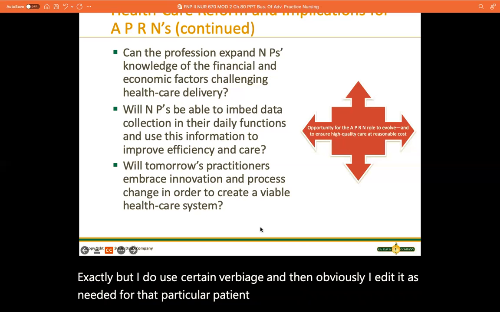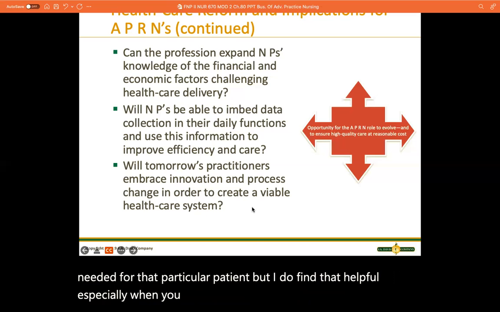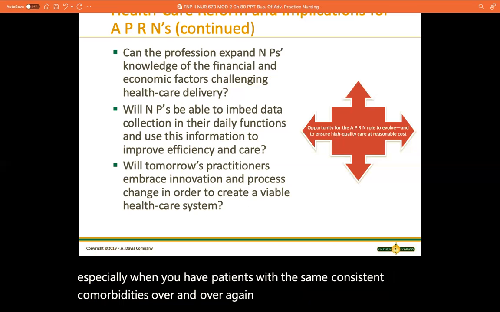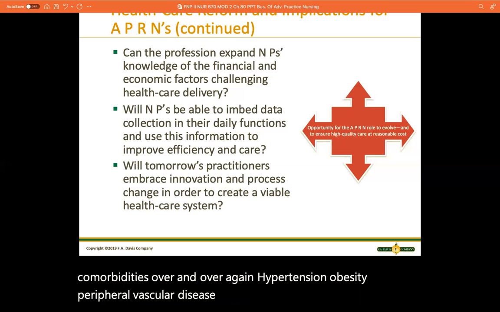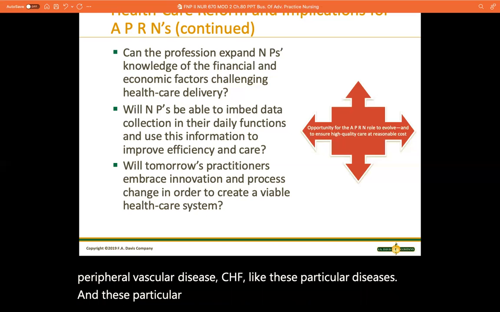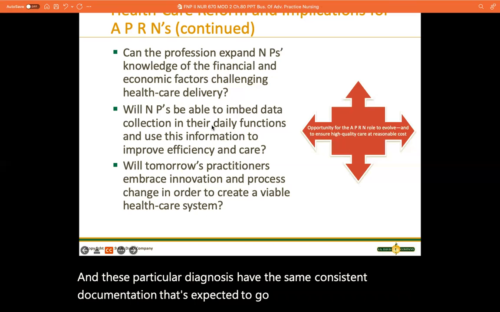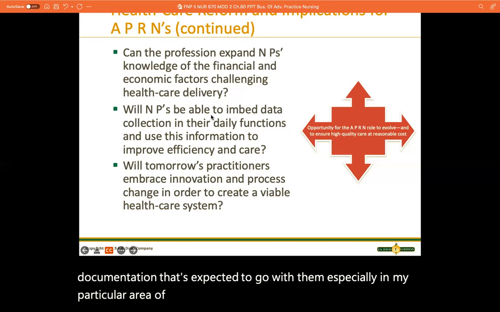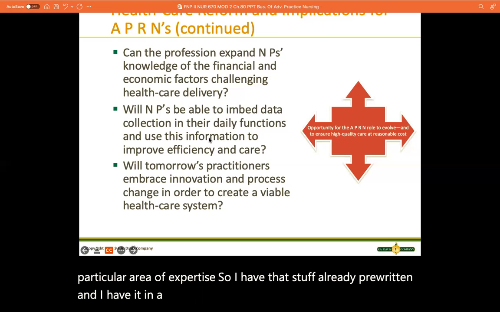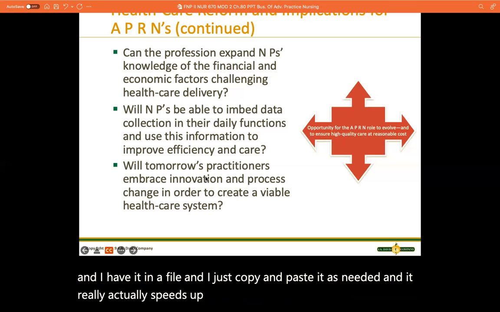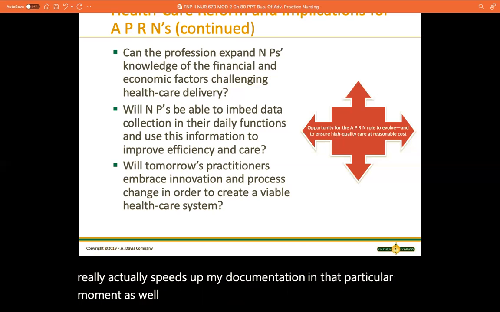But I do find that helpful, especially when you have patients with the same consistent comorbidities over and over again: hypertension, obesity, peripheral vascular disease, CHF. These particular diseases and diagnoses have the same consistent documentation that's expected to go with them, especially in my particular area of expertise. So I have that stuff already pre-written, and I have it in a file, and I just copy and paste it as needed. And it really speeds up my documentation in that particular moment, as well as the efficacy of my documentation.